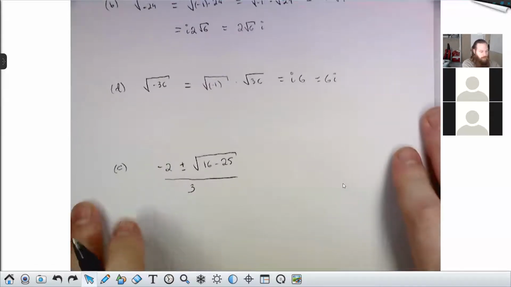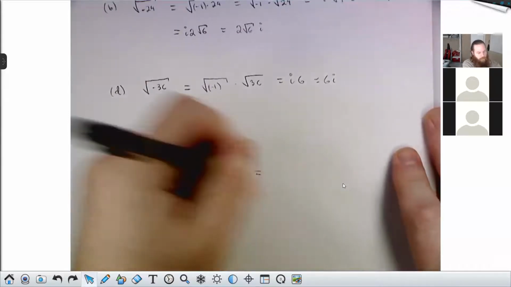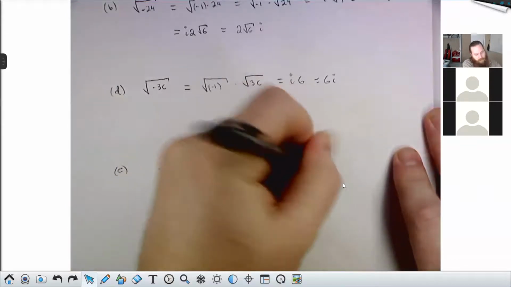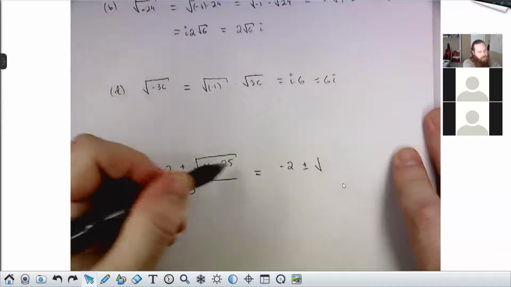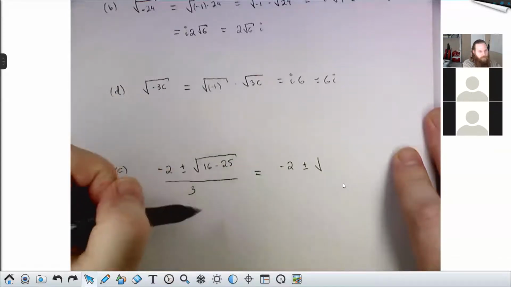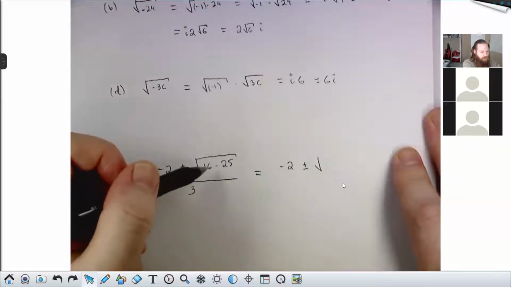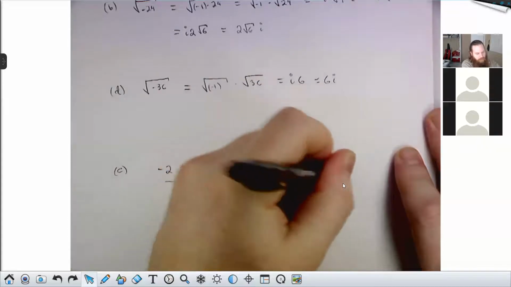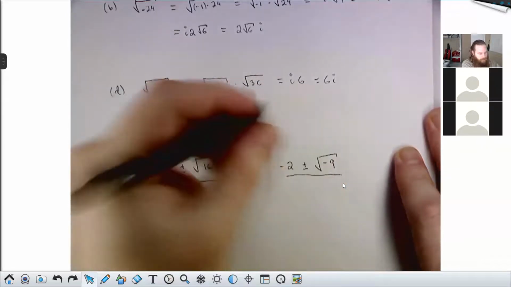But what we can do is simplify under the radical, then take the square root. So this is -2 plus or minus the square root of 16 minus 25. What is that? Well, let's see. 25 minus 16 is 9. So this is -9. Yeah, perfect.